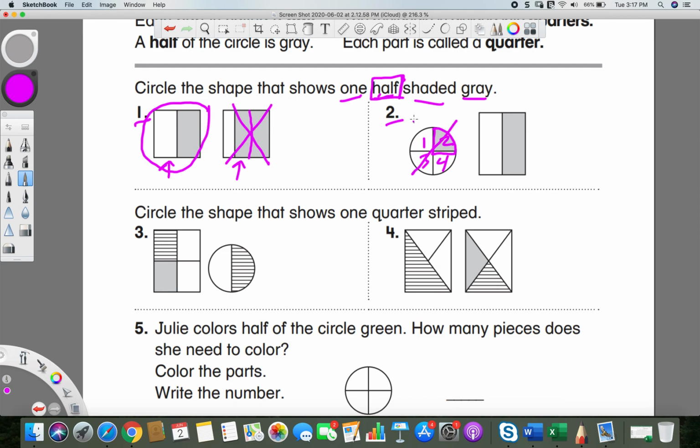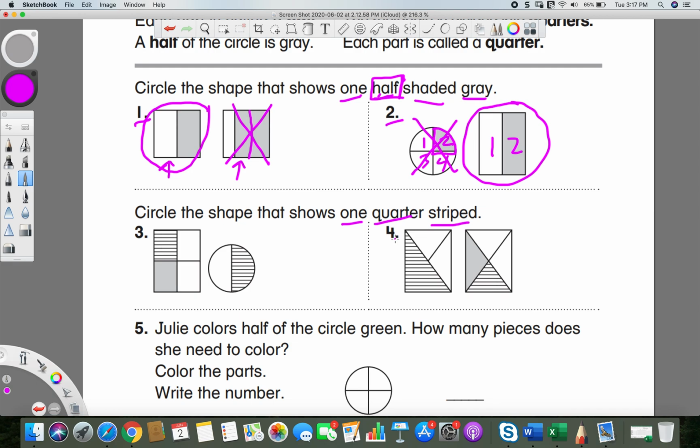So this isn't it. Let's make sure that this next shape is what we're looking for. This is split into 1, 2 equal parts, and only one of them is shaded in. So that shows half is gray. This is the one we would want to circle. Okay, let's look at number 3 and 4 and see what they would like us to try. It says circle the shape that shows 1/4 striped.